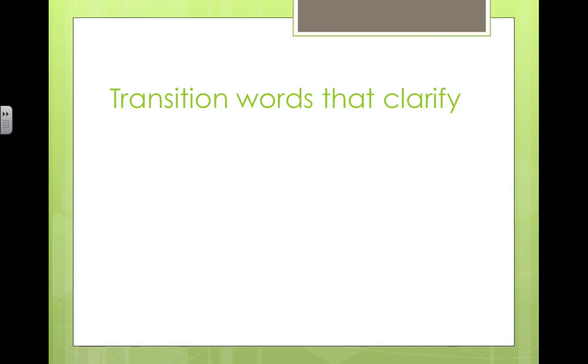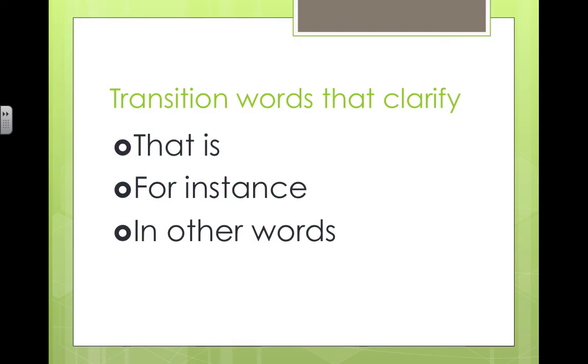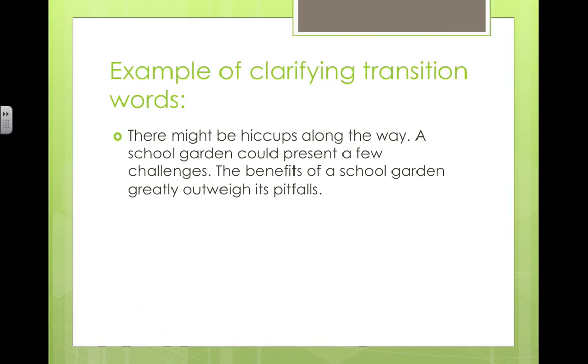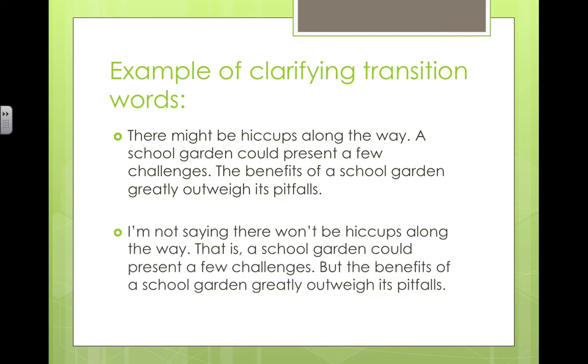All right, transition words that clarify or make something easier to understand. Here's some examples. You might start off with a paragraph like this. There might be a few hiccups along the way. A school garden could present a few challenges. The benefits of a school garden greatly outweigh its pitfalls. And then it might turn into something like this with transition words. I'm not saying there will be hiccups along the way. That is, a school garden could present a few challenges, but the benefits of a school garden greatly outweigh its pitfalls.